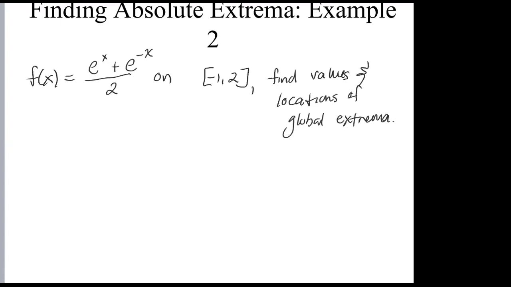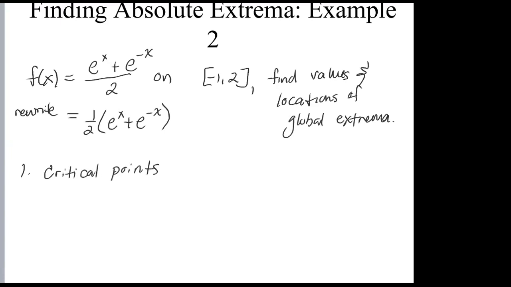Okay, so I'm going to rewrite this just to make it easier on myself. This is 1/2 times e to the x plus e to the negative x. It's a little bit easier to read. And I'm going to start by finding critical points. I need the derivative to find critical points.